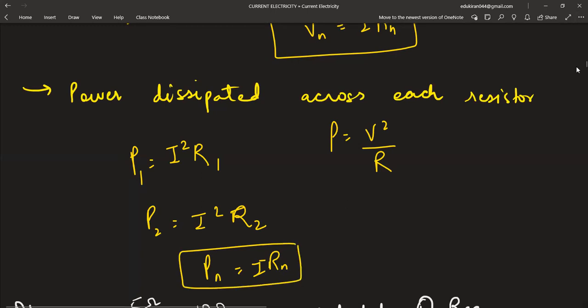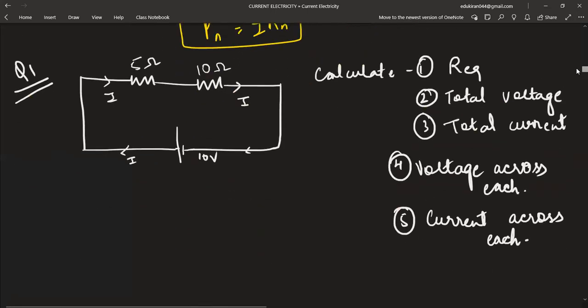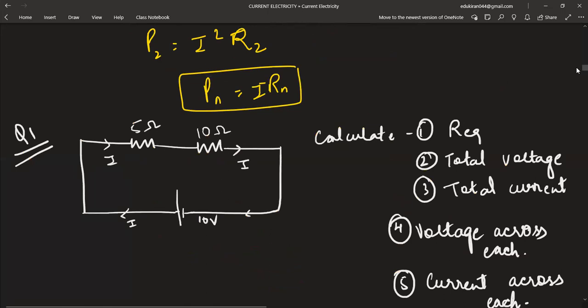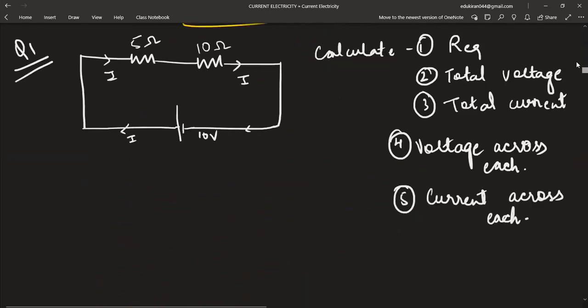Now this question you all are going to answer. It's a very easy question. All the parts you will be answering. Very easy. It will just take you 2 to 3 minutes to answer this. First write it, then we'll start with the parallel combination.